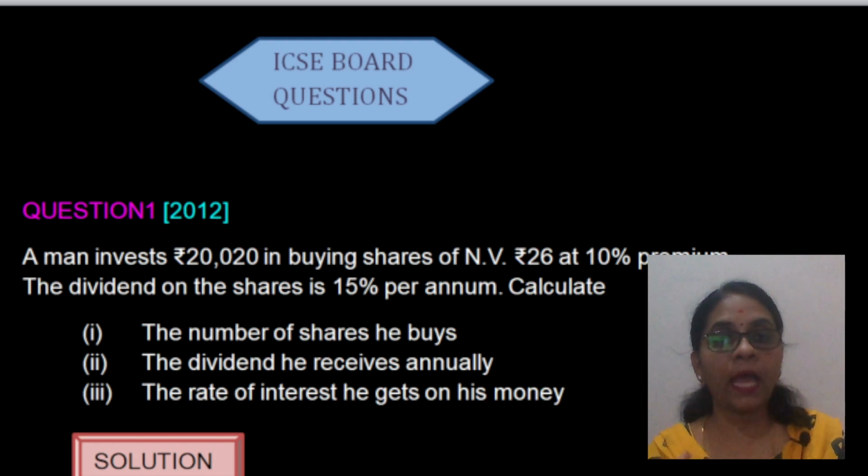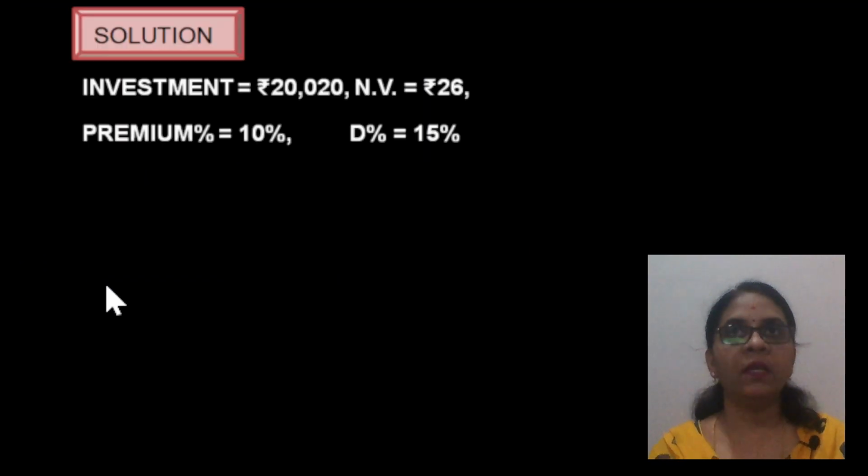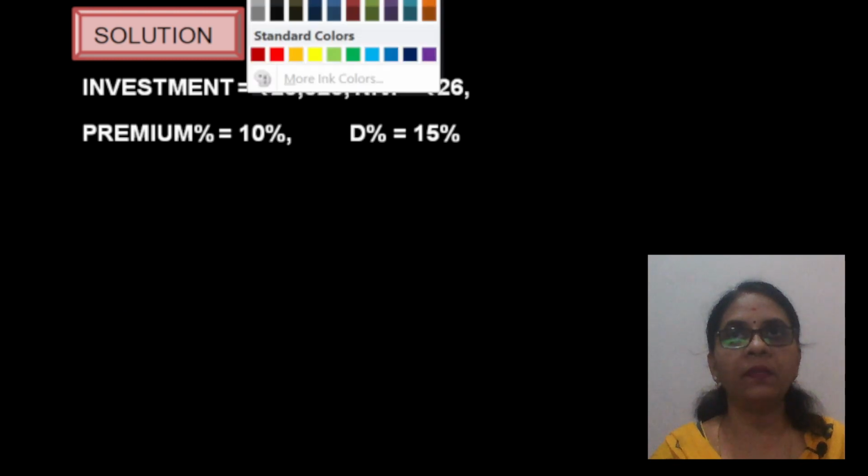The next part of the question is the dividend on the shares is 15%, which means D percent is 15%, and you are asked to find the number of shares, annual income or annual dividend, and the rate of return he gets on his money. So, let's scroll up a little bit so that we get space to solve the sum. Let me select the pen color.